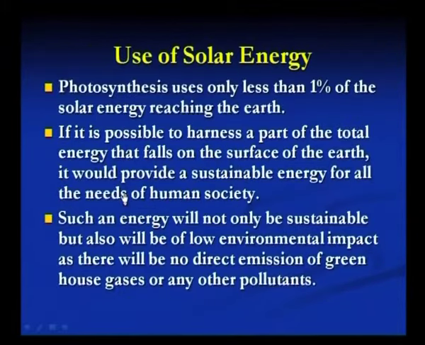Now let us move on to the use of solar energy. Photosynthesis uses less than 1% of the solar energy that is reaching the Earth. Out of this 47% of the energy, only 1% is utilized for the photosynthesis process by all plants and trees. The leaves take part in this.